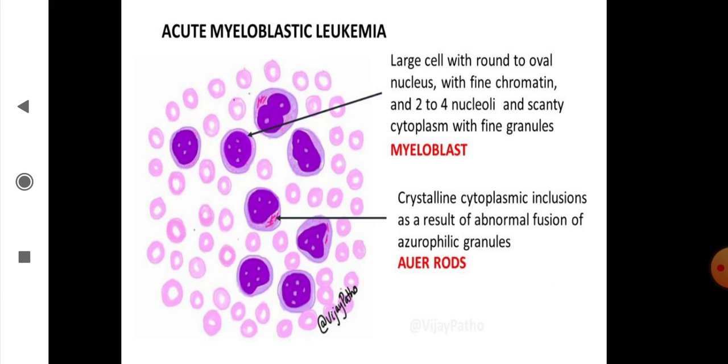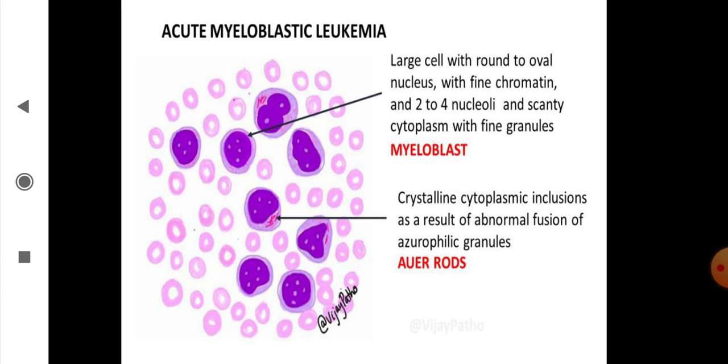Moving on to acute leukemias, the first one is acute myeloblastic leukemia. AML stands for acute myeloblastic leukemia. How does the myeloblast appear on a peripheral blood smear? It's a large cell with round to oval nucleus with fine chromatin and 2 to 4 nucleoli, with scanty cytoplasm with fine granules. So these are called myeloblasts.